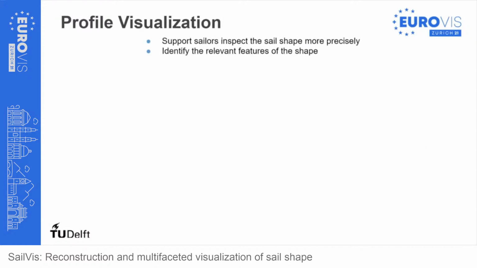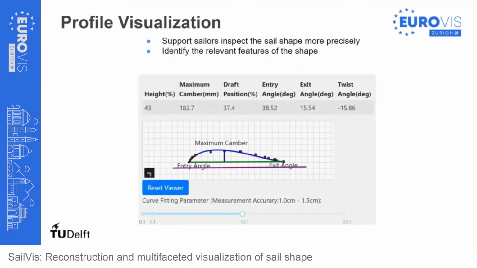One way to present a more precise shape of the 3D cell shape, and also one commonly used in the sailing domain, is to visualize a cross-section of the cell, in other words, the cell profile. The goal of this profile visualization is to help sailors inspect the cell shape in more detail and identify the relevant features of the cell. This is carried out by showing the result of the intersection of the mesh and a horizontal plane at a given height.